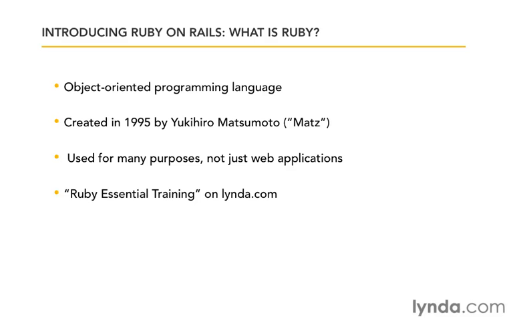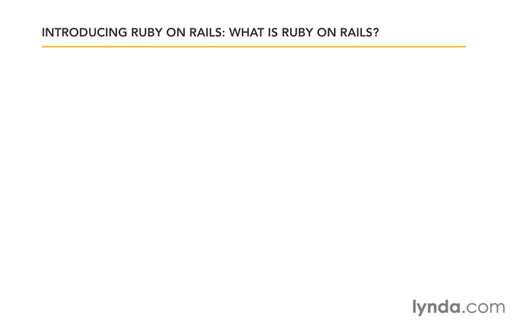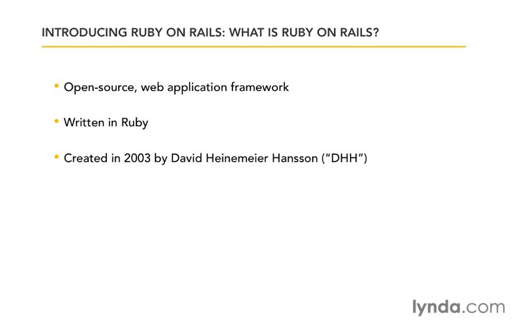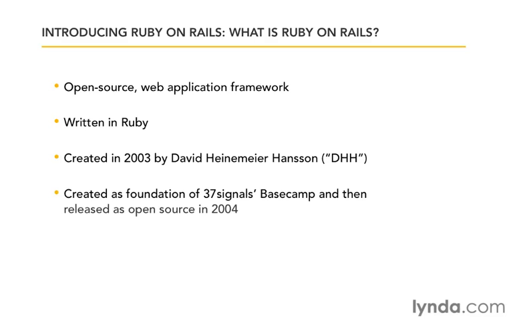The second half, though, is Rails. So what is Rails, or Ruby on Rails? It is an open source web application framework that is written in the Ruby language. It was created in 2003 by David Heinemeier Hansson, who the community often refers to as simply DHH. And it was created as the foundation of 37signals' Basecamp application and then released as open source in 2004. Now, if you remember, Ruby was created in 1995, so it was already out there and existed. And then David Heinemeier Hansson came along and said, oh, you know what, wouldn't it be great to write this web application framework in the Ruby language?